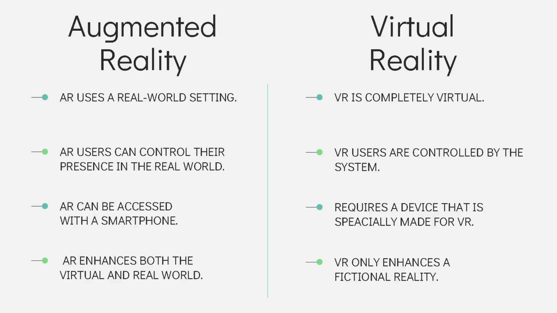And augmented reality enhances both the virtual and real world. An example of this is, like I said, Pokemon Go. And VR only enhances fictional reality, or the digital world. So that's, I guess, the differences between augmented reality and virtual reality. And that would be the end of our topic.